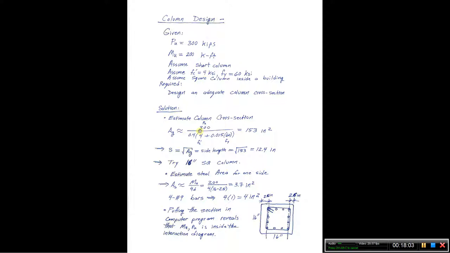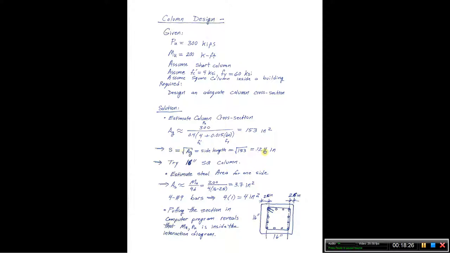Well, first off, we can estimate a column size according to this formula that you probably saw in the introduction to concrete column design video, and we get 153 inches squared. Because it is a square column, we can just take the square root of that and get the side length.